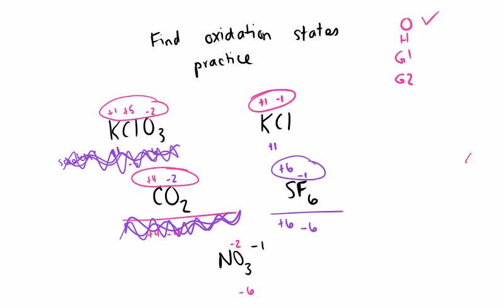Now, this is not a compound. It's an ion. So I need the charges to add up to a total -1 charge. So -6 plus 5 would give us a -1 charge. So we're doing lots of little easy mental math. We have to remember that our compounds are neutral. Compounds are neutral.